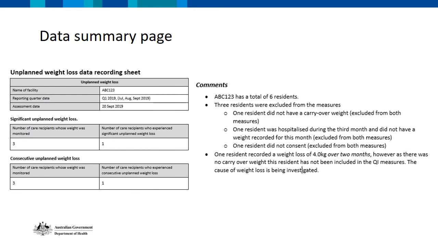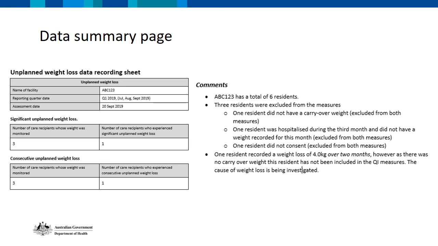To finalise this period of data collection, you must complete the summary data sheet in order to prepare the data for entry into the QI part of the My Aged Care Provider portal. It is at this point you must compile the following information. 1. The number of care recipients whose weight was monitored. 2. The number of care recipients who experienced significant unplanned weight loss. 3. The number of care recipients who experienced consecutive unplanned weight loss.